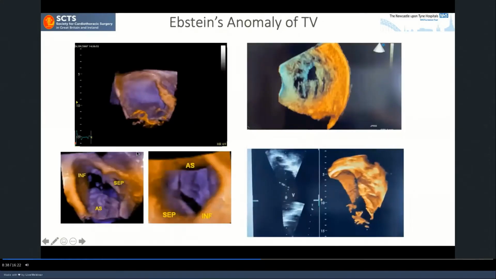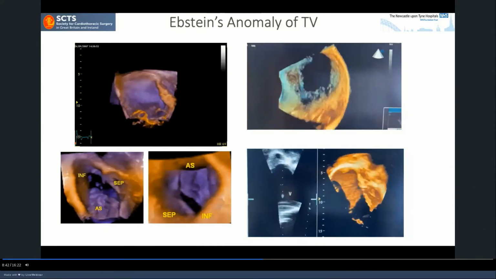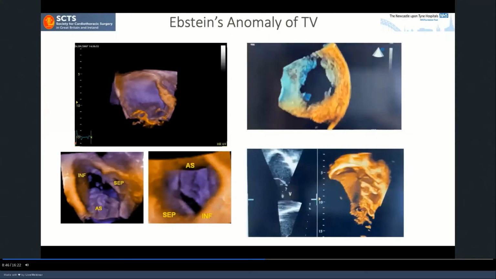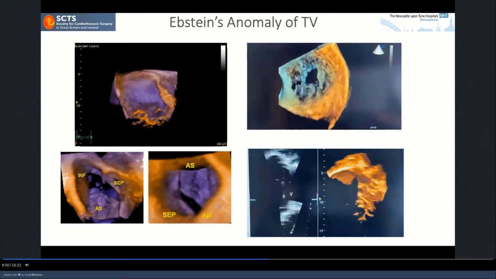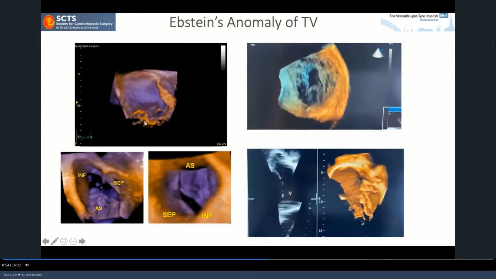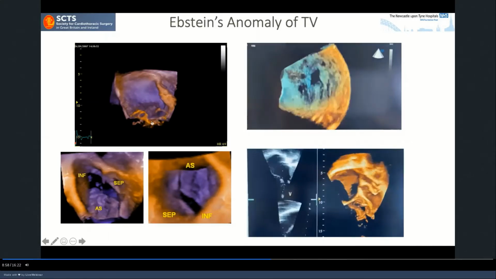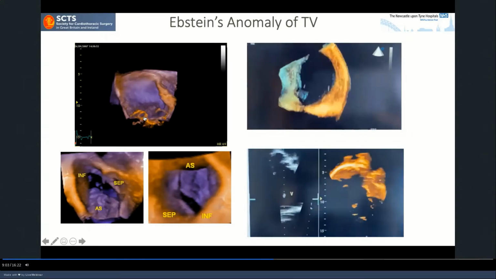But more importantly, you can get that in a very realistic manner from 3D imaging. The next few slides will just give you an update on different conditions using 3D echocardiography. So here we've got the Epstein's anomaly of the tricuspid valve. On the left, you can see the atrialization with the septal displacement and anterior leaflet displacement of the epsteinoid valve.